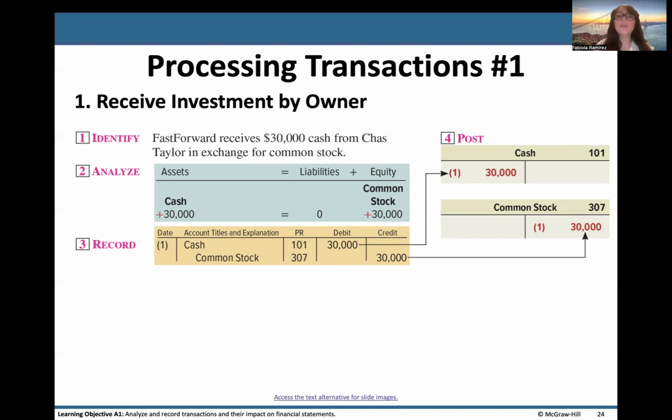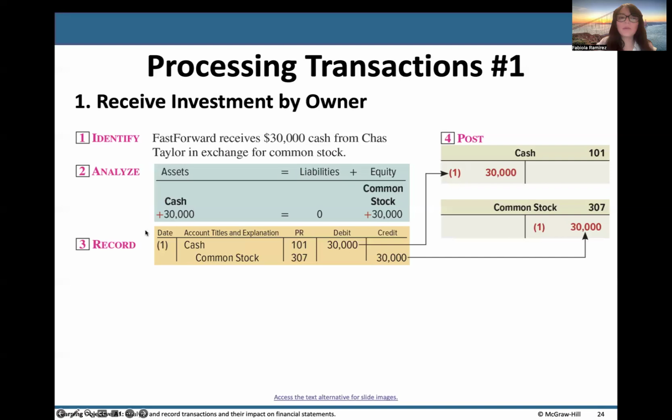Okay, so in this transaction, we receive investment by owner. So step 1, identify. Fast Forward receives $30,000 in cash from Chaz Taylor in exchange for common stock. So Fast Forward is the company. Okay, so now we need to analyze this transaction. We know that cash was received, so assets go up by $30,000. And since common stock was issued, common stock goes up by $30,000. You know cash is an asset account, and you know common stock is an equity account.